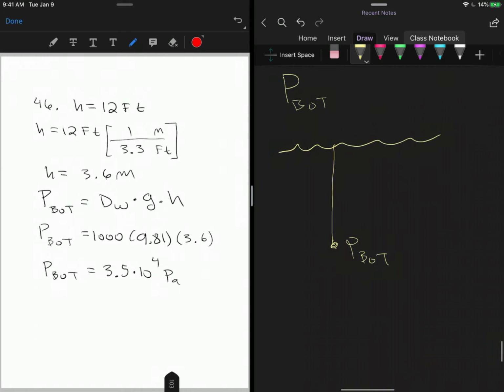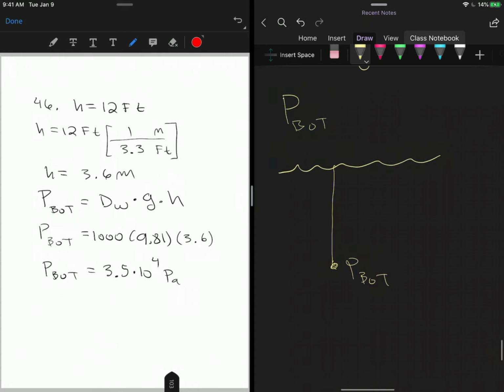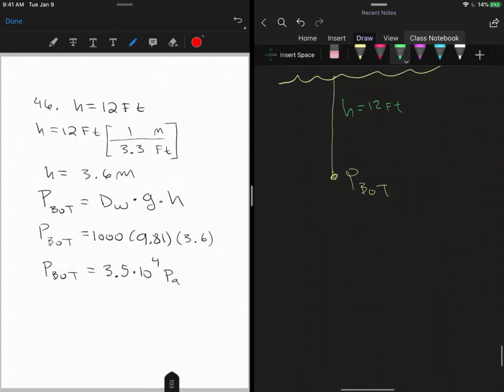Okay, so let's see what we need. First, let's go ahead and convert the height into meters. So you have 12 feet, and let's convert that to meters. Feet on top here, feet on the bottom, and we're going to meters. And when you look up your conversions, you'll find that 1 meter equals 3.3 feet.